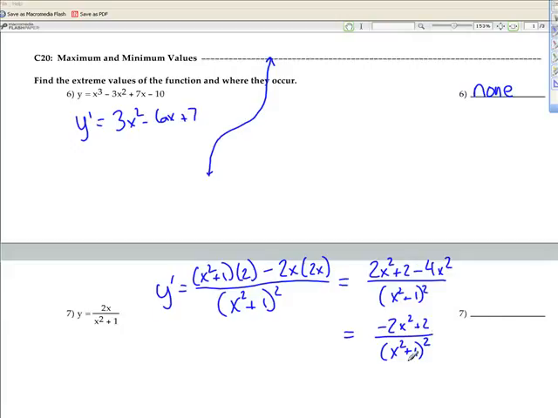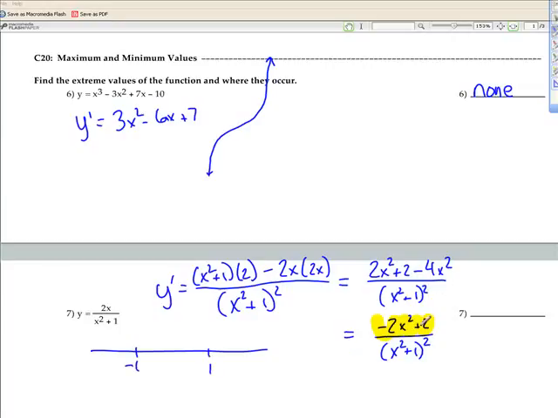When does a fraction equal 0? Only when the numerator equals 0. Can you see it by inspection when that's going to equal 0? 1 and negative 1. So our potential maxes and mins occur at 1 and negative 1. That's where this first derivative equals 0.